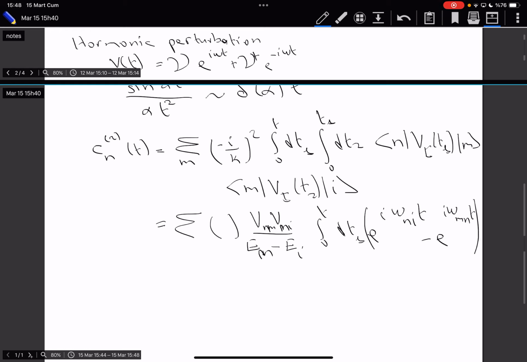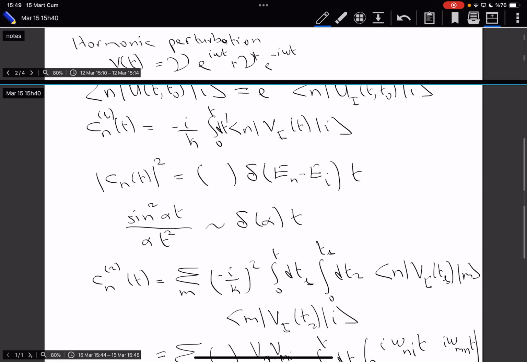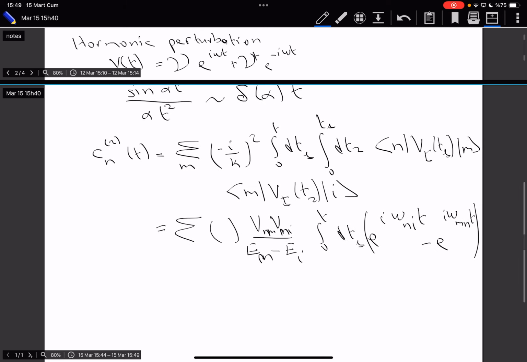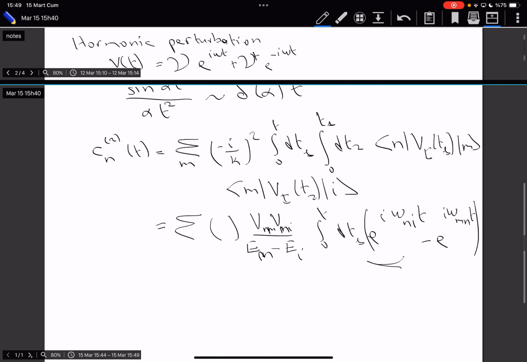Now, the first term is just like what we have at C_n^(1), because this is the same exponential dependence in the first term. So we just took this one, and as you pointed out, we just ignored this term. Sorry, it's not mn, mi.